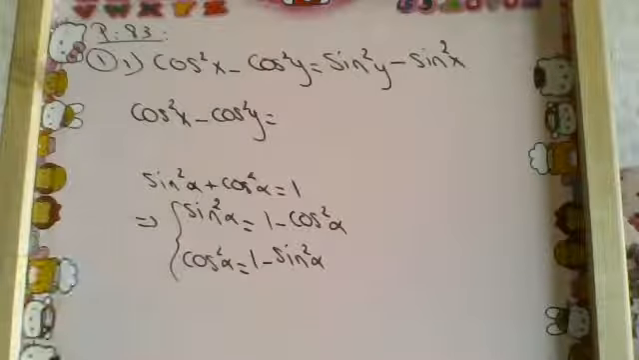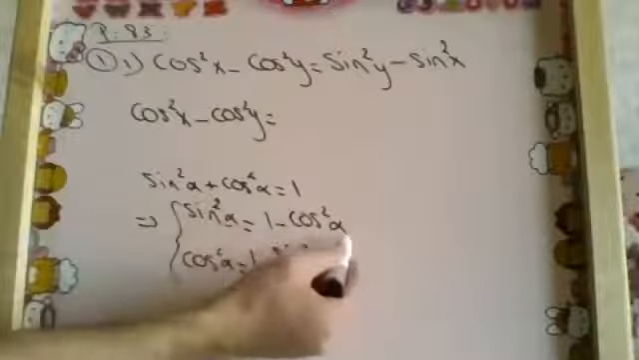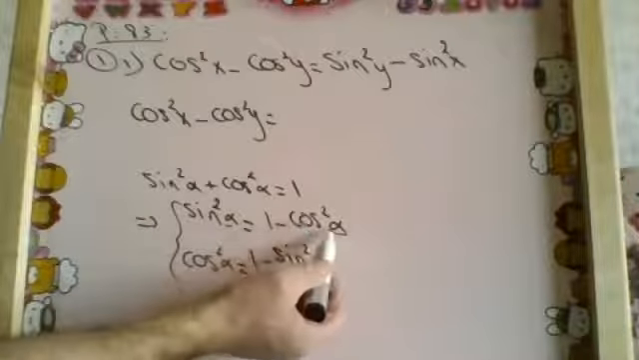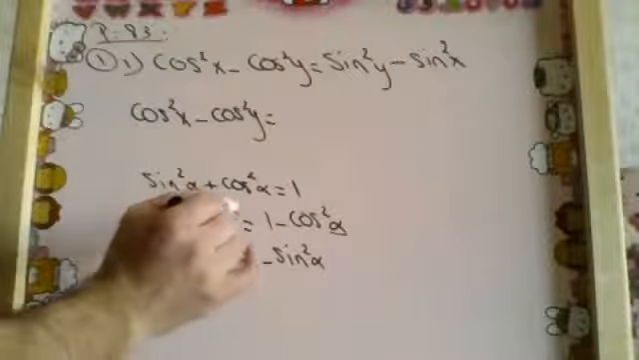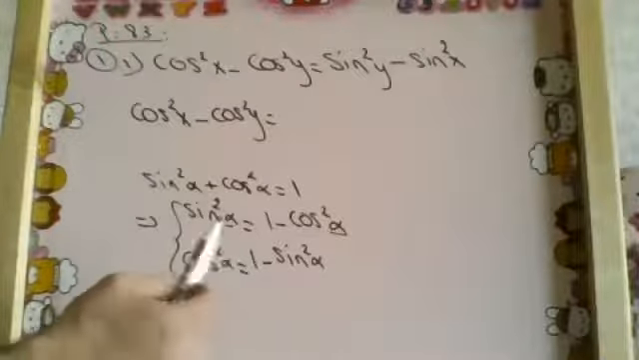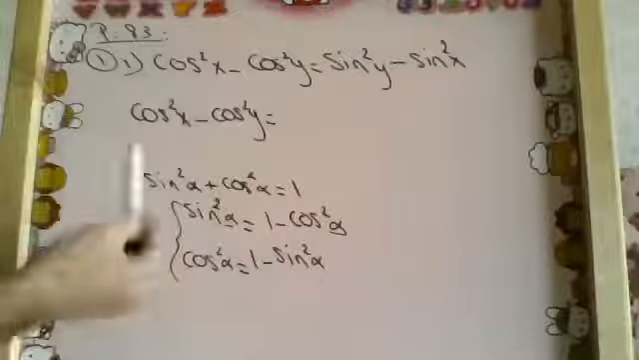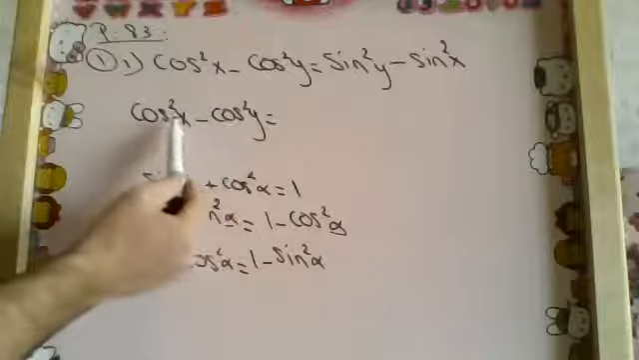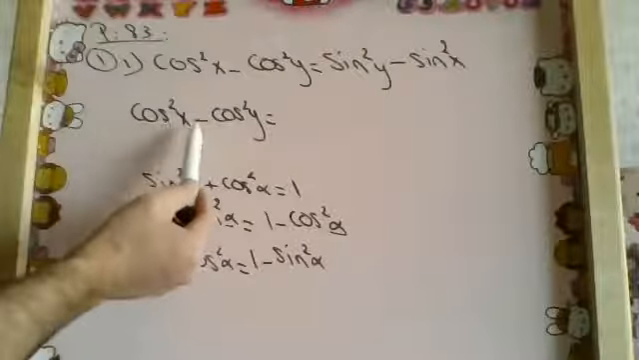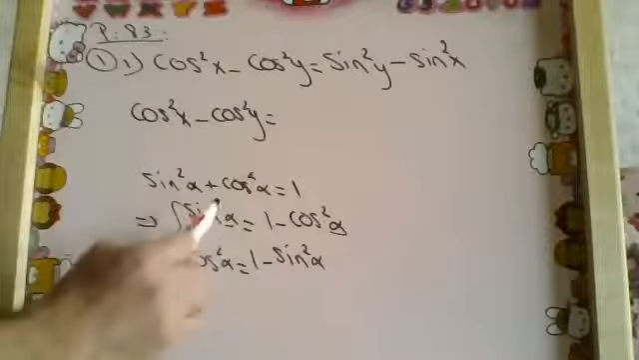In any exercise. But here, be careful for two things. The angle should be the same. Sine squared whatever is equal to 1 minus cosine squared, the same angle. This is the first remark. Here you have two different angles. Okay? Cosine squared x, you replace it by 1 minus sine squared x, not y. This is one. Two, the square.